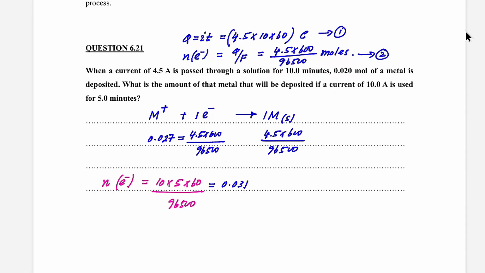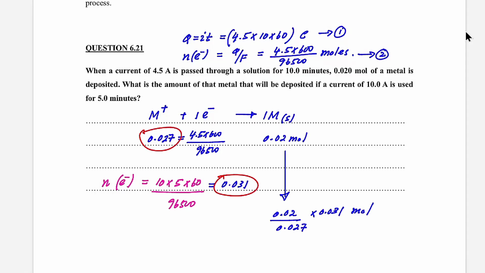So, oh, this is not there. So this is given to you, right? So 0.02. Now this you need to calculate. To calculate this, it's going to be 0.02 divided by 0.027 multiplied with 0.031. Am I right? Make sure these numbers are right. If those numbers are right, this number should be right.